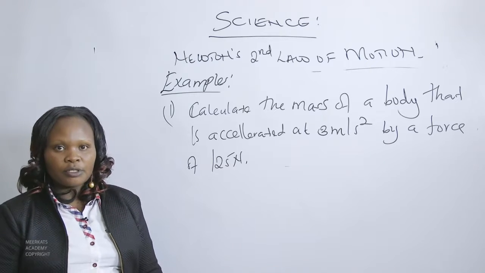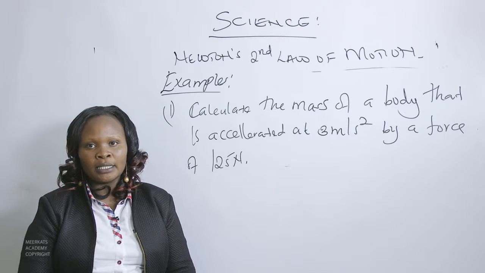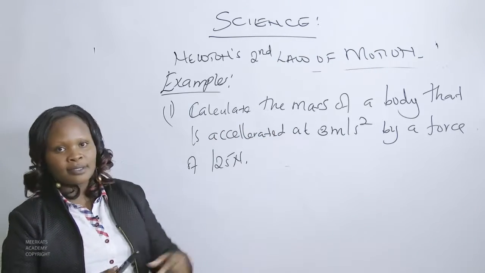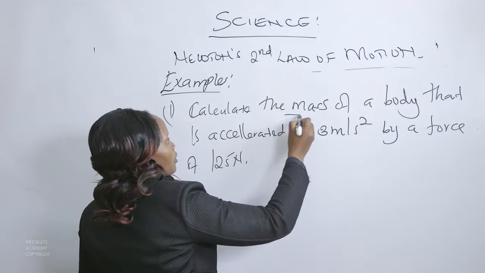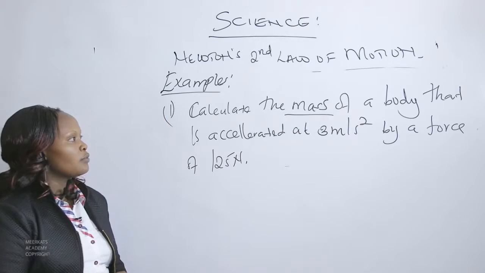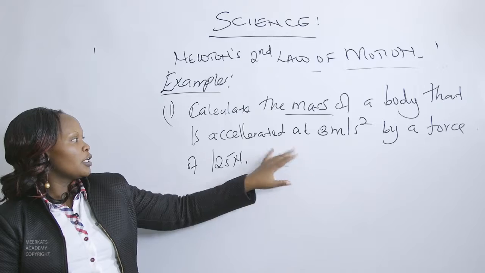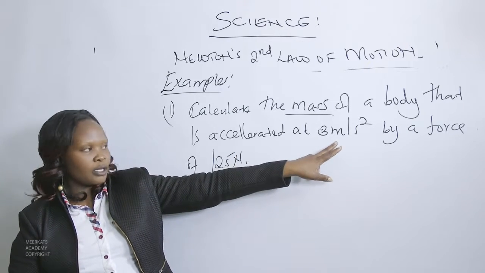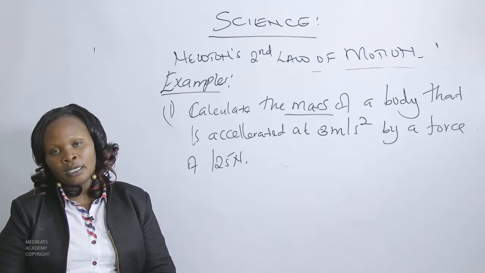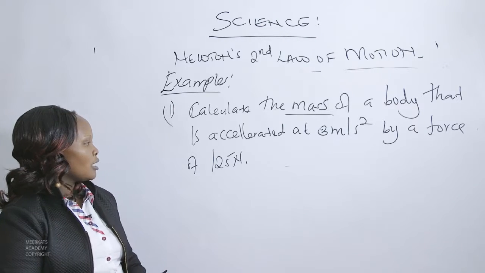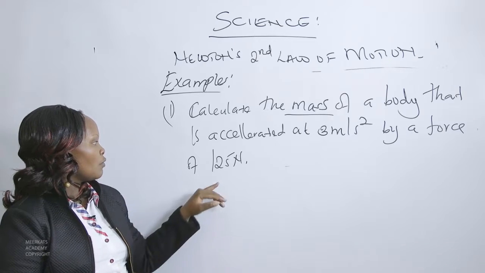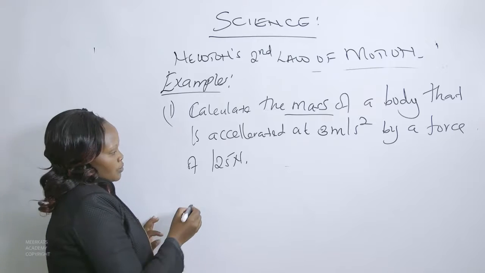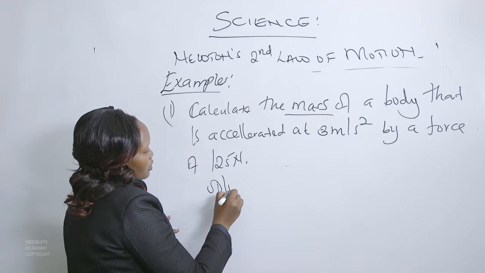Let us look at examples, and our question number 1 requires us to calculate the mass. The mass is what we are after of a body that is accelerated at 3 meters per second squared, and this one is done by a force of 125 newtons.